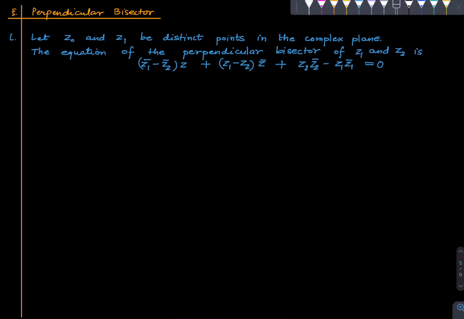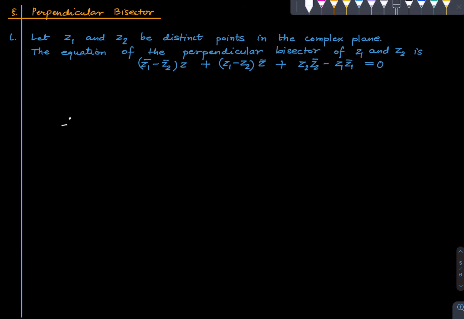And now let us look at the perpendicular bisector of two distinct points. So suppose I am given Z1 and Z2, rather. So Z1 and Z2 are two distinct points in the complex plane. Then we want to say that the equation of the perpendicular bisector is this. The set of all the Z's which lie on the perpendicular bisector precisely satisfy this equation.